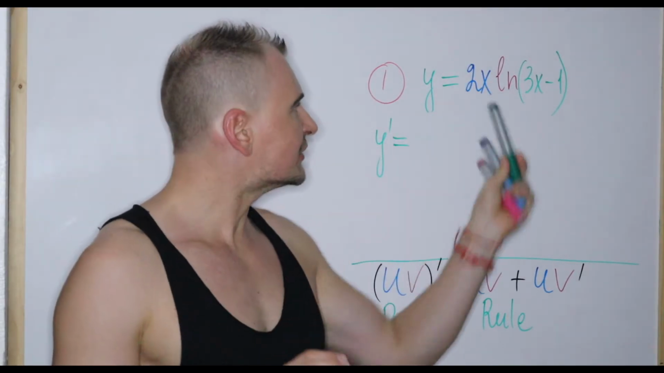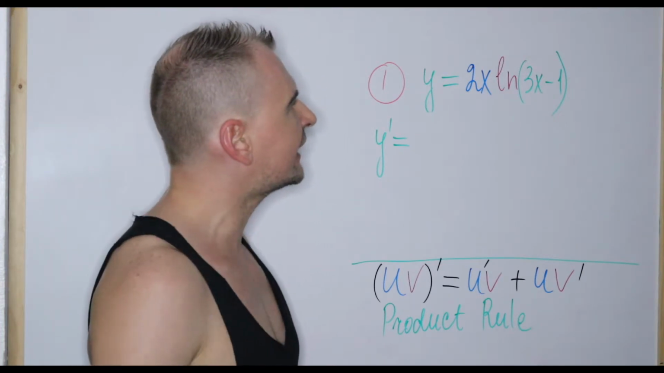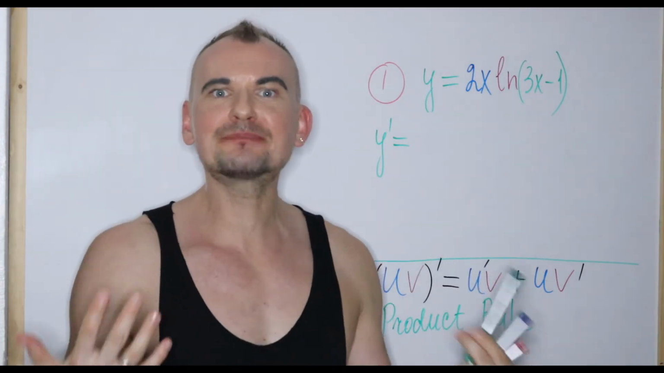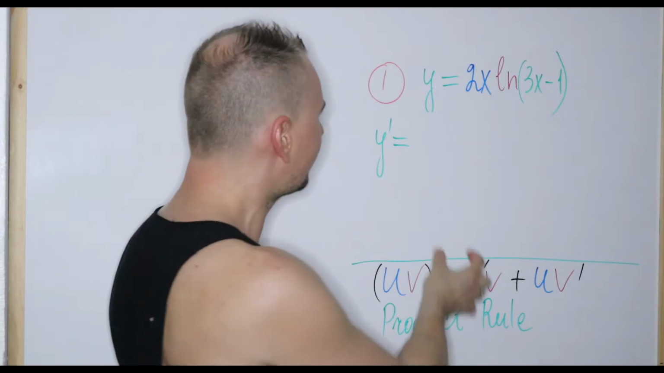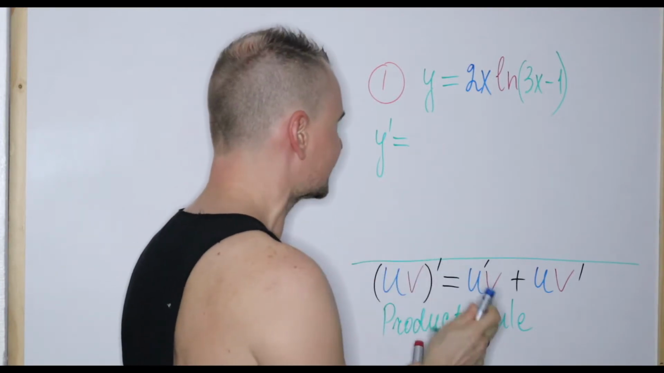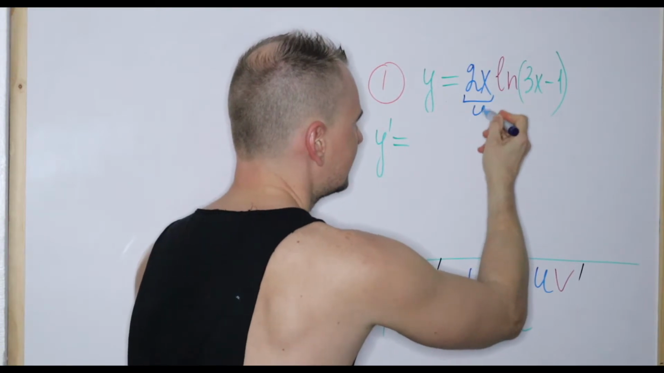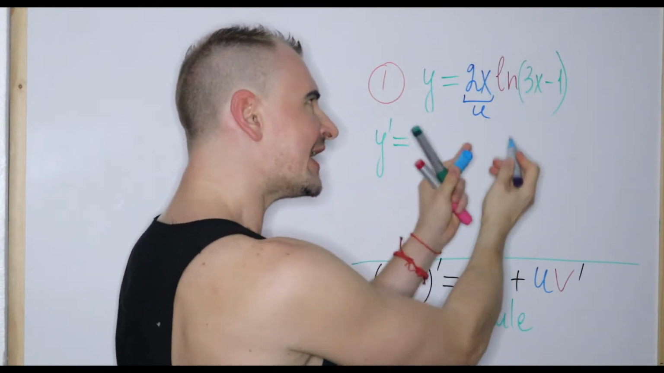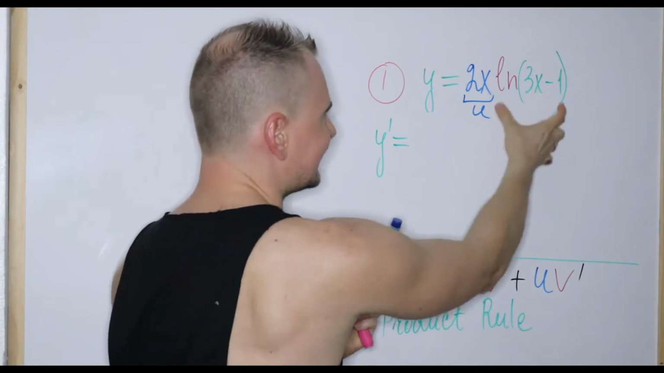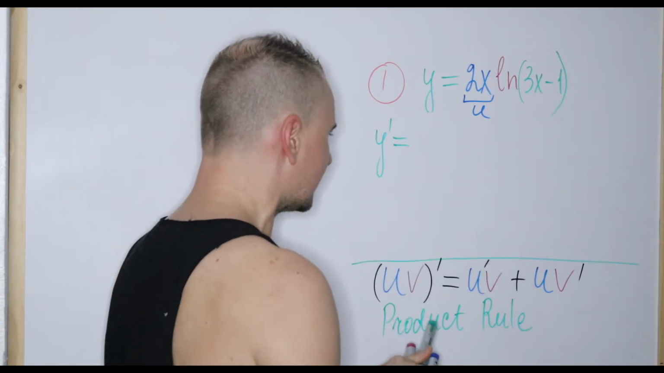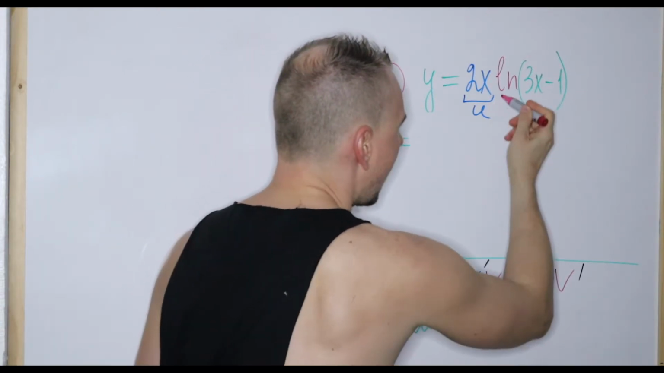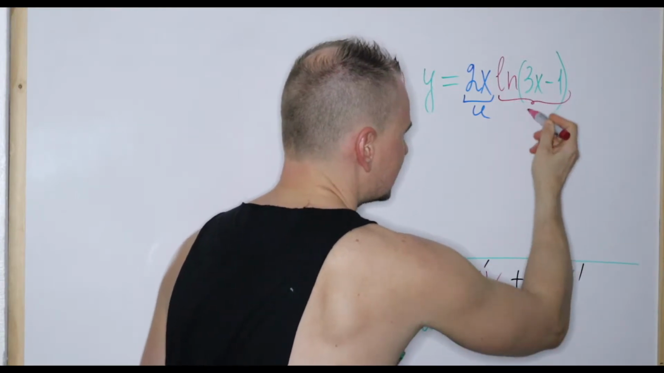Okay, here's another one. 2x times ln of 3x minus 1. Same steps as before. So your u function is going to be 2x, so you want to just match up. This is u. And this ln of 3x minus 1, this entire second term, is going to be your v function. So this is your v.